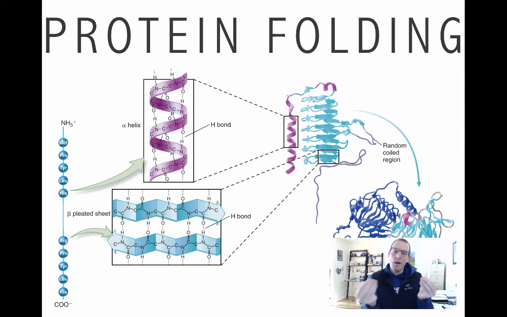what happens. You get a hydrogen bond forming, and when you get these hydrogen bonds forming between the C double bonded O's and the NH groups on the peptide backbone, you can get two types of structure formed. One is called an alpha helix, which is shown here at the top in purple, and then the other is a beta pleated sheet, which is shown at the bottom here.